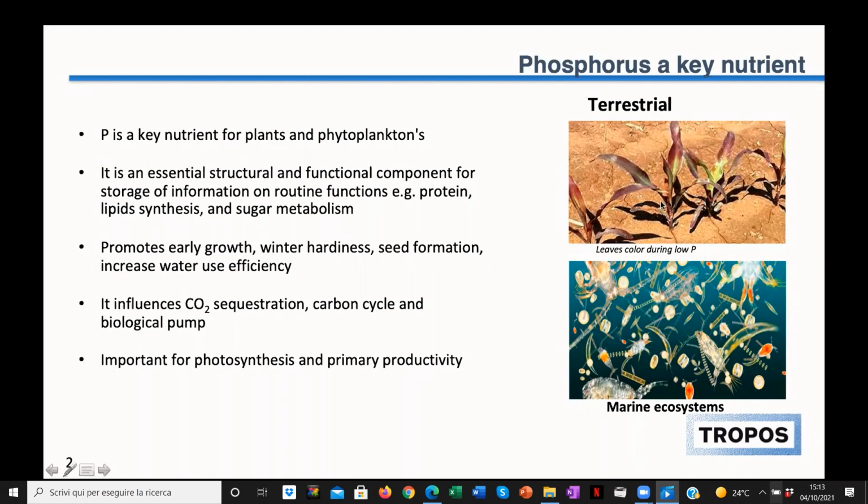Here is a picture of a maize plant that is suffering from phosphorus deficiency, and due to the low phosphorus, the color of the leaves changes. Hence, phosphorus deficiency is very important. It's not very good for plants because they can lose the ability to carry out photosynthesis, which is very important for their growth. So phosphorus is very important for photosynthesis and for marine productivity.